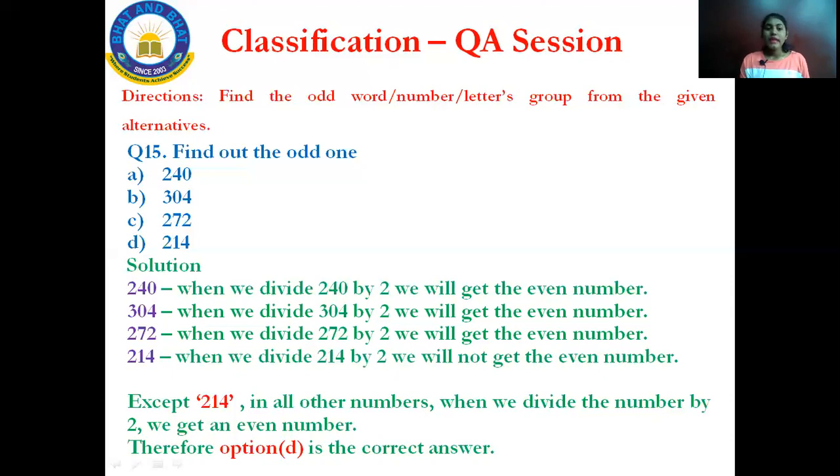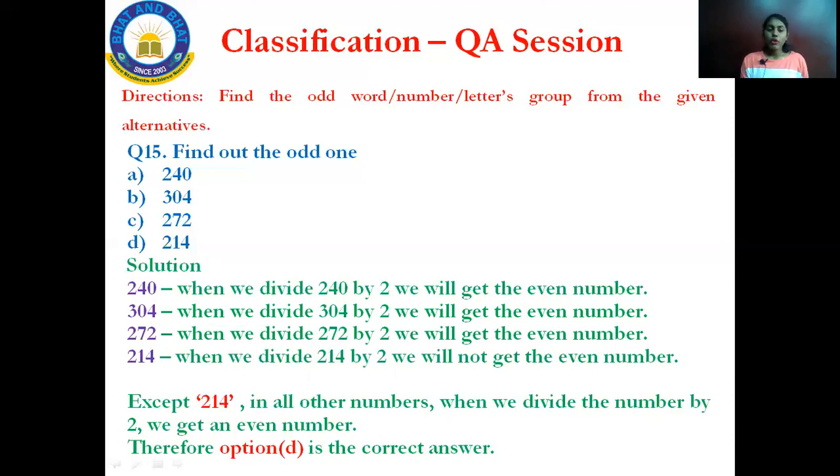Let me solve this. If I divide 240 by 2, I will be getting the even number. And 304, if I divide 304, we will again get an even number. Next, 272, even if I divide 272 by 2, again I'll be getting the even number. 214, if I divide 214 by 2, I'll not be getting the even number.